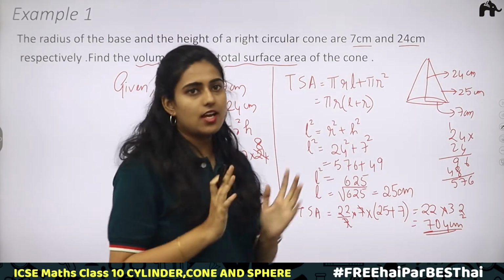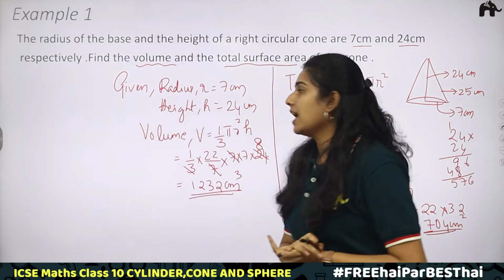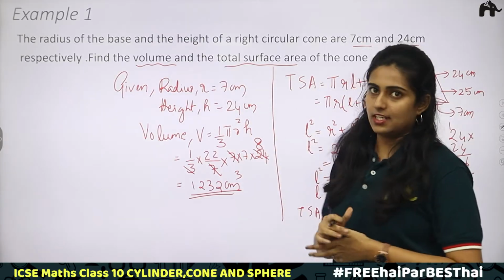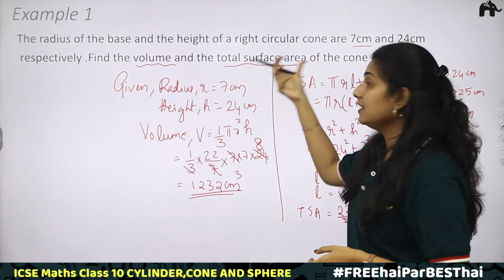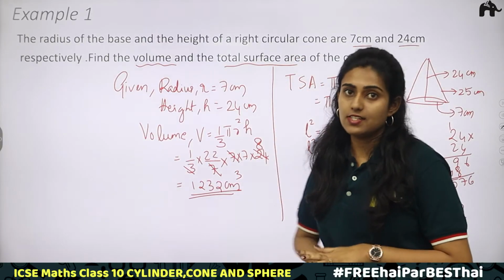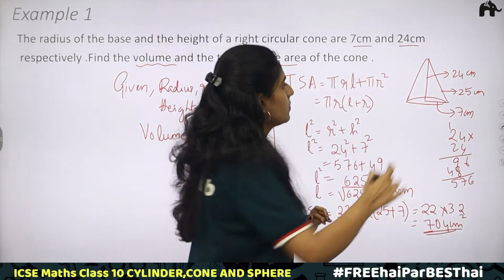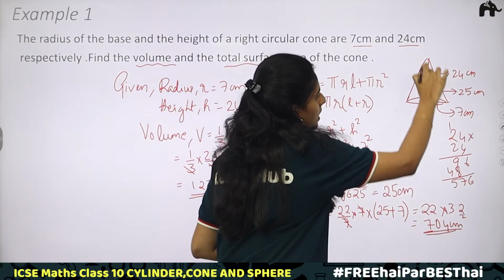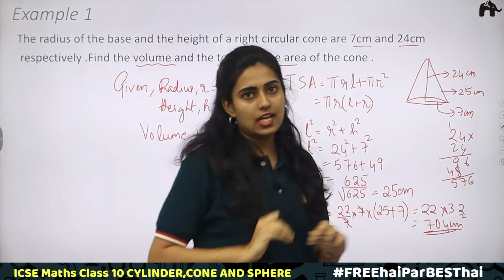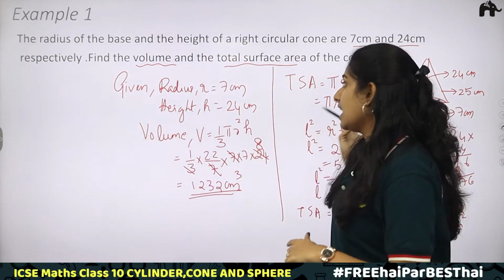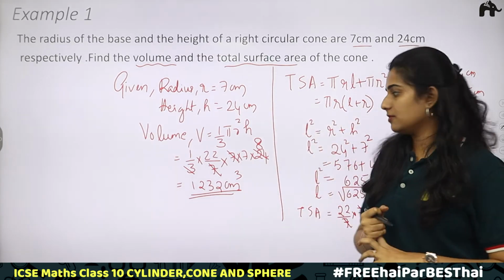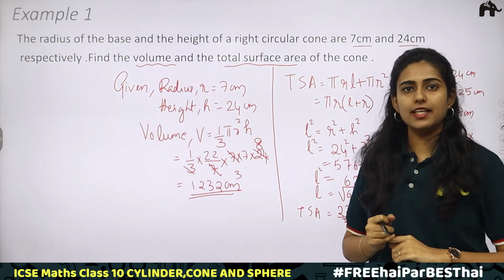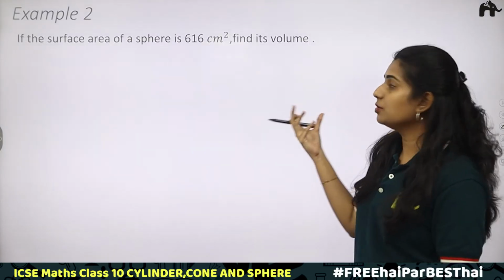So in this question, we are asked to find the volume and the total surface area. To find volume, we need only the normal height. To find the total surface area or curved surface area, you will need the slant height, not the original height. You will have to find slant height. So never forget to find the slant height and just put the height value here. You will be getting different answer. Okay. Clear? Next example, that is related to sphere.